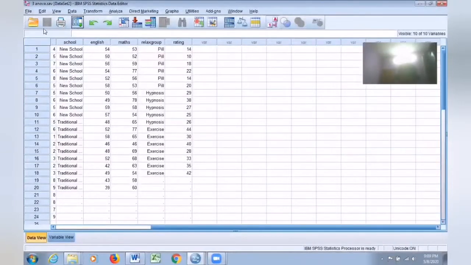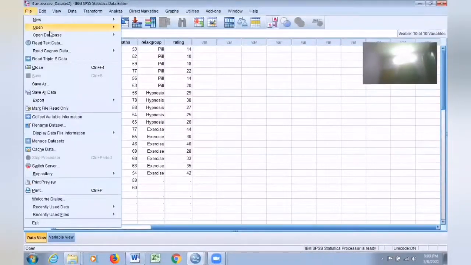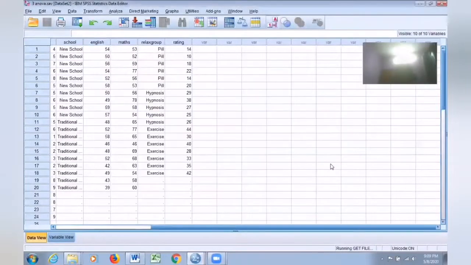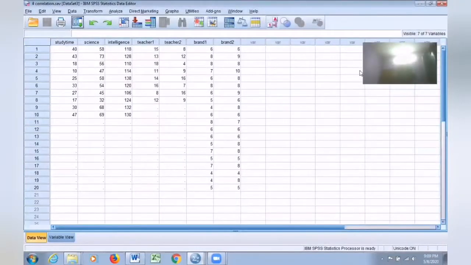So I need the data for that. Let me go to File, click Open, then click Data. Here I need data from the correlation table. Let me go to the correlation table. I click Open, and you get this data. And this is what I want to show you. You've got two more tests, the non-parametric tests of correlation.